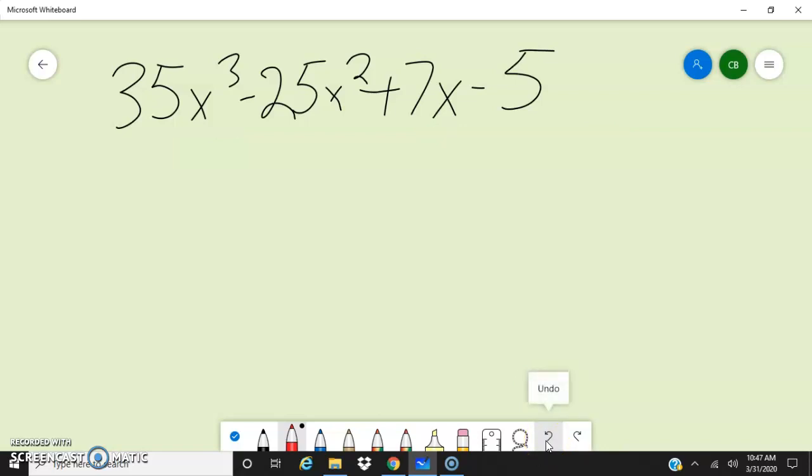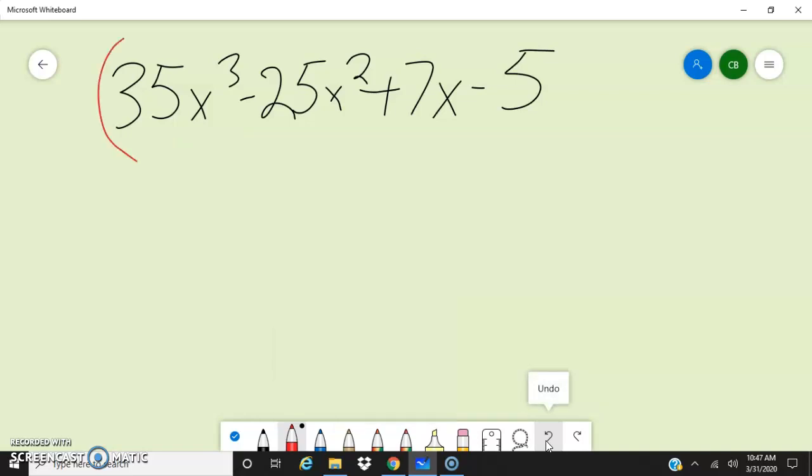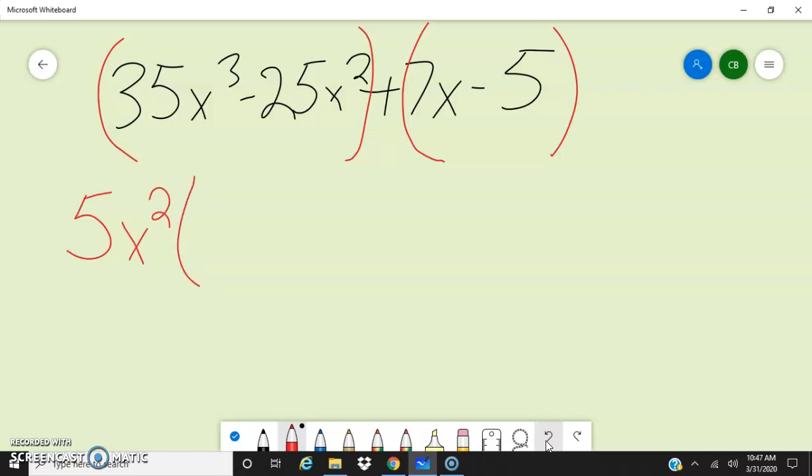So now what I need to do is factor by grouping. That's kind of what we're doing today. So factor by grouping, set it into two sets of parentheses like that. And now I'm going to go ahead and factor each set of parentheses. So if I look at the first set, I can factor out a 5x squared for my GCF. And then I'm left with, let's see, 35x cubed divided by 5x squared is going to give me 7x.